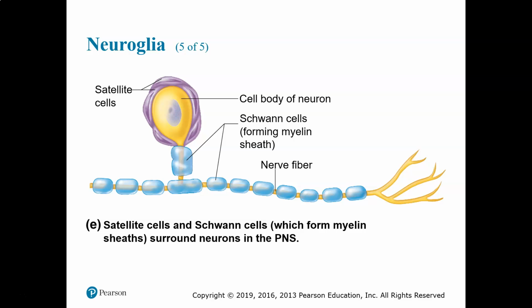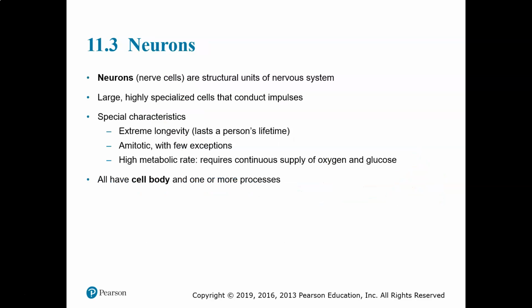axon. And this shows you the satellite cells and how they wrap around the cell body of this neuron, preventing any blood from contacting or any harmful substances from contacting that neuron. And then you see the myelination, which is formed by the Schwann cells.